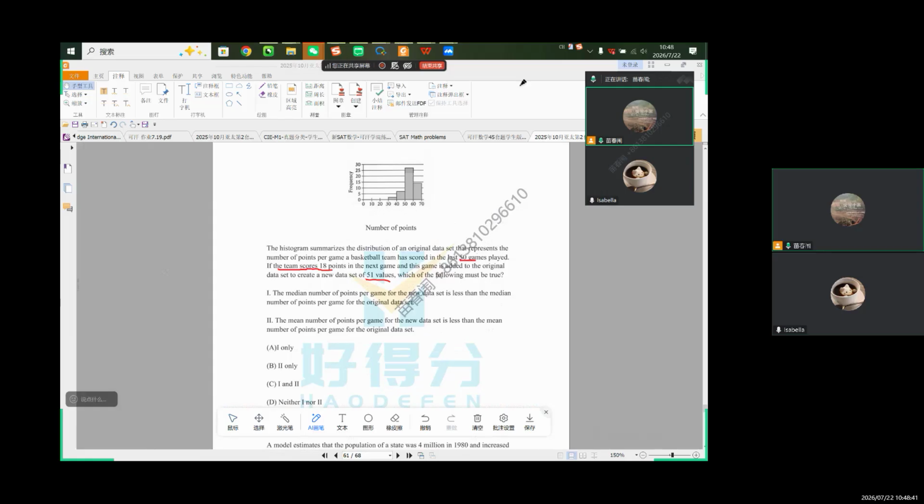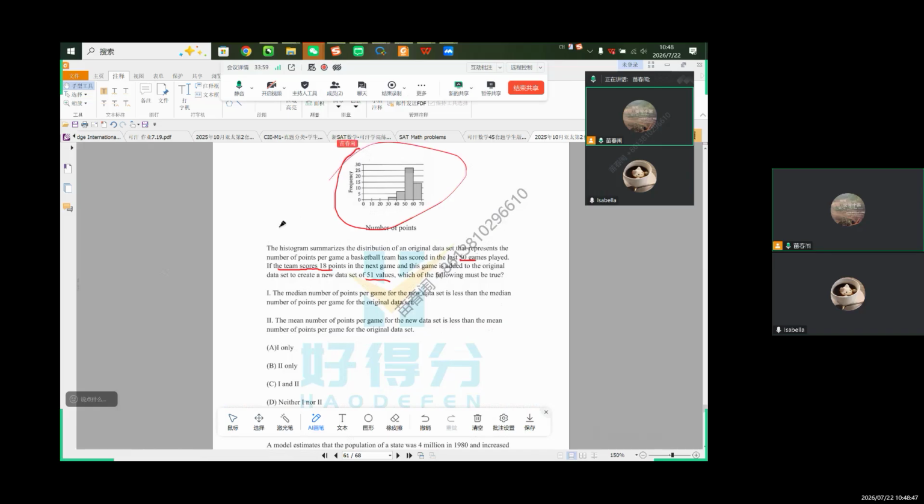Let's talk about the original first. If it is only that 50, what's the original median? 27, 20. It's a little difficult to say, right? I think it's difficult because it's like just the graph and there aren't concrete numbers.